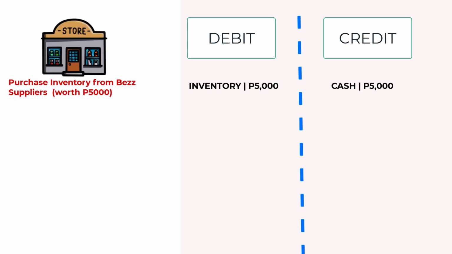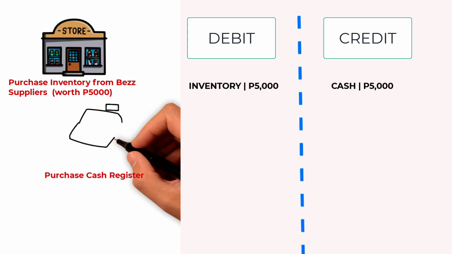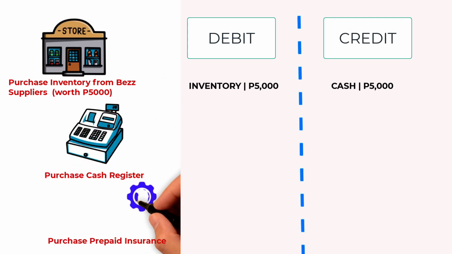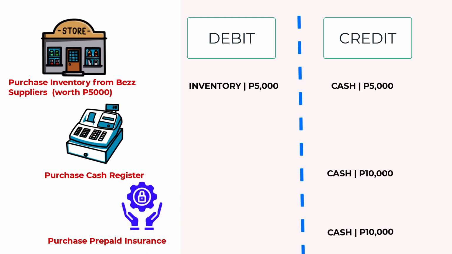Bukod sa inventaryo, mayroon ding mga equipment gaya ng cash register. Mayroon ding business insurance. If you pay in cash, you will credit the account cash for the respective amounts of cash register and prepaid insurance, and then you will debit the assets. Assets are equipment and prepaid insurance with the same amount.